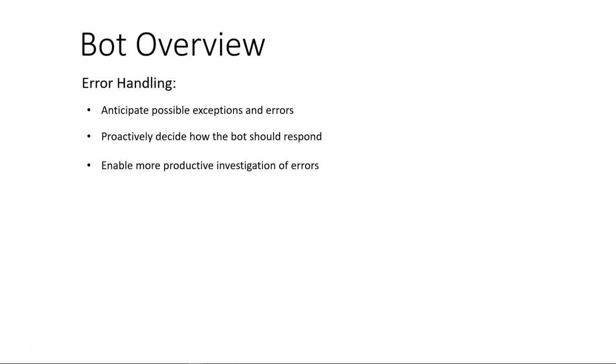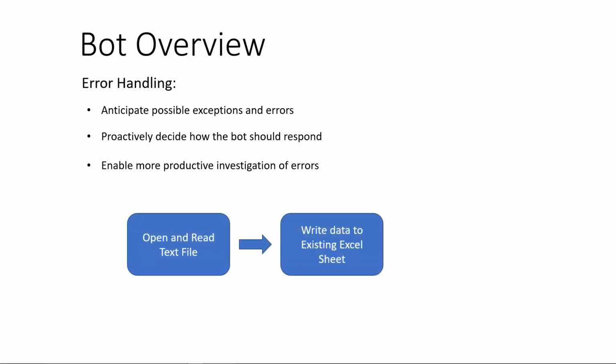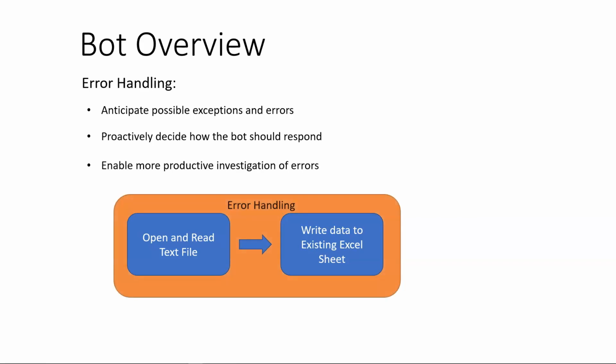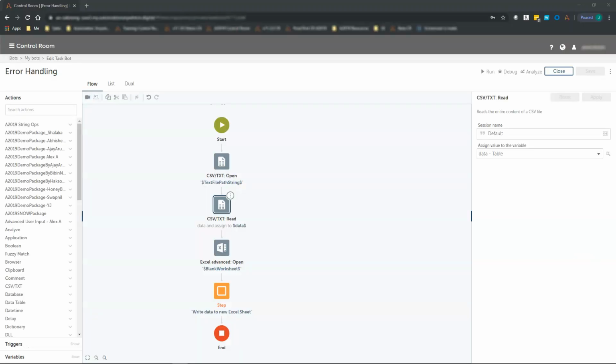So today we'll build a simple bot that opens and reads a text file and then writes that information to an existing Excel workbook. Throughout the execution, we'll see how we can incorporate error handling commands as well. I've moved over to A2019's flow view and I've already created the bot that opens the text file, reads the information, and then writes that information to an Excel sheet. Currently, there is no error handling included here, so if an error occurs, the bot stops and throws a message to the user. To demonstrate how to incorporate error handling, we'll simulate an error at the step where we open the Excel file right here.